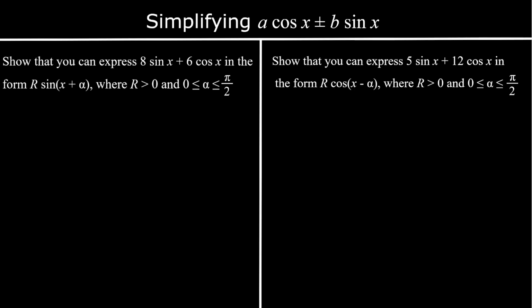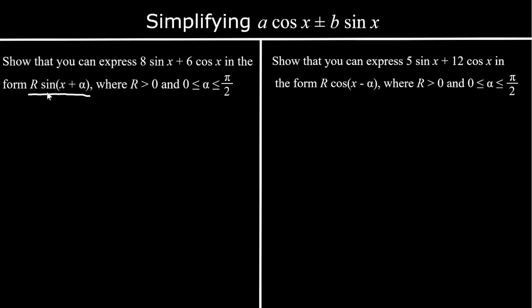When we have a sine term and a cos term added together, we can simplify it to get it into the form r sine x plus alpha or r cos x plus alpha using our addition formula. So instead of having two terms, we can simplify it to one term using our addition formula.